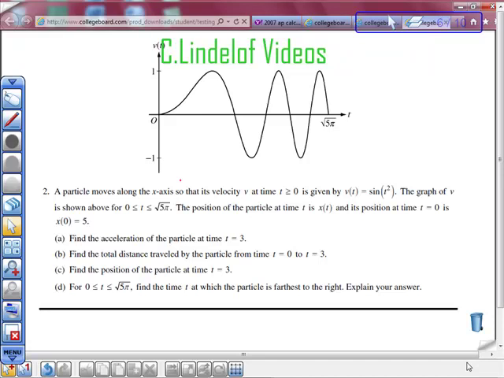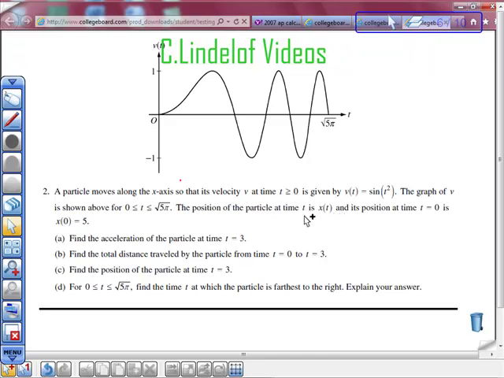Hello everyone. We are here to tell you guys what we were asked to do, and our question for today is: a particle moves along the x-axis so that the velocity v at time t equals 0 is given by v of t equals sine of t squared. So sine of t squared is going to be our formula for today. The graph of v is shown above, with t between 0 and the square root of 5 pi.